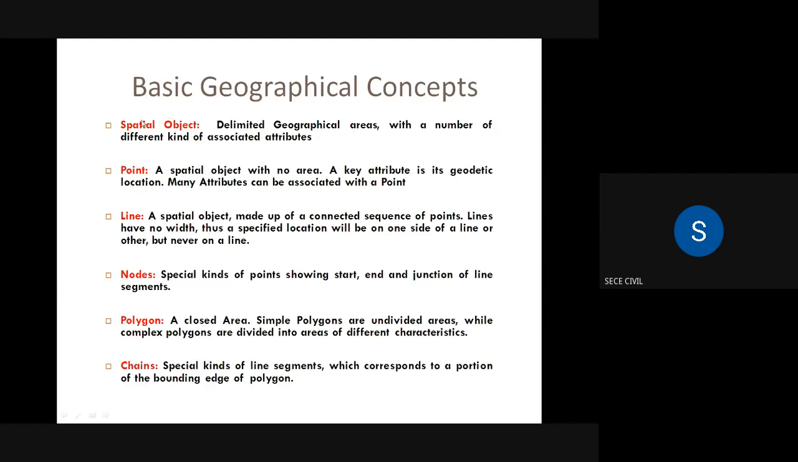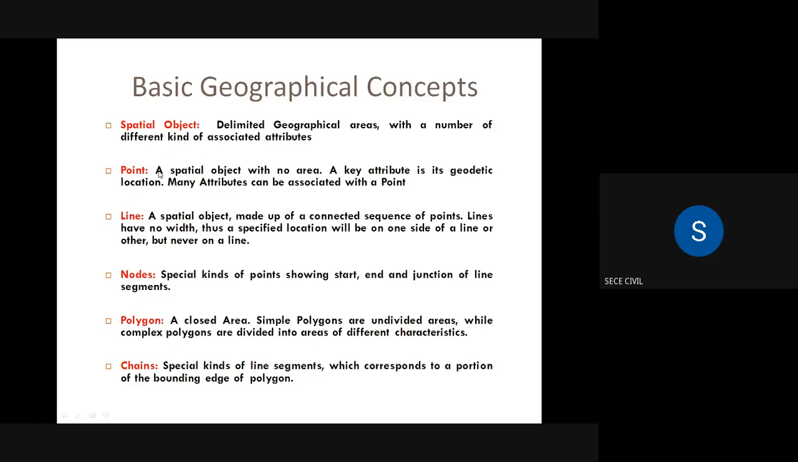Here we are referring to space as a delimited geographical area with a number of different kinds of associated attributes. Attributes means additional points only. With the additional points, it can be clearly denoted what kind of point it is, what kind of place it is. So that is the spatial object, the first one.